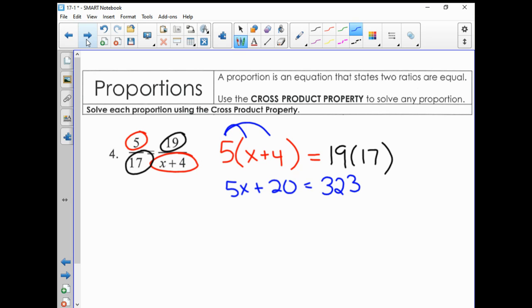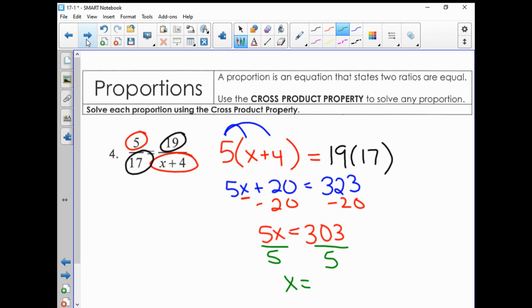All right, so to solve, I'm just trying to get x all by itself. Okay, so I'm going to subtract my 20 from both sides. So 5x is equal to 303. And I don't want 5 x's, I just want 1. So we're going to divide by that 5 and do that multiplication. And 303 divided by 5 is equal to 60.6. Again, I warned you, you're going to get decimals in these problems. That's okay. Go ahead and write that down as 60.6.